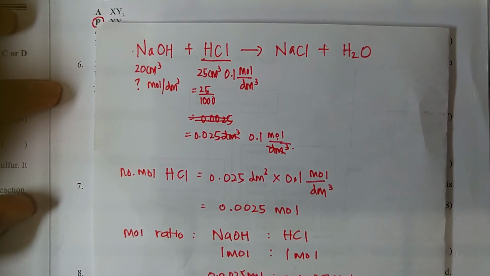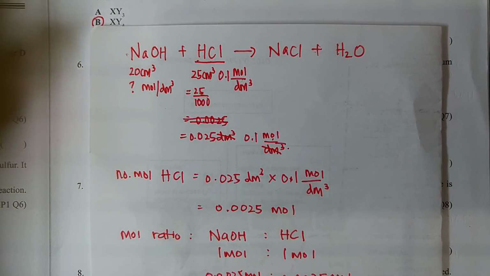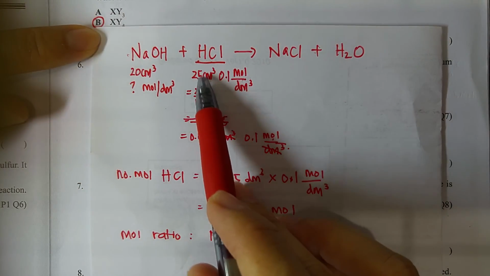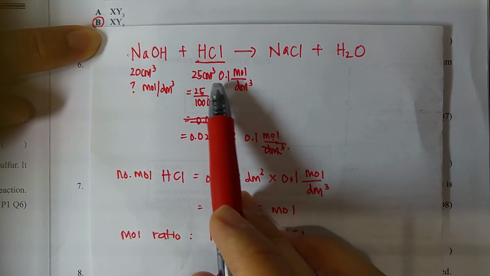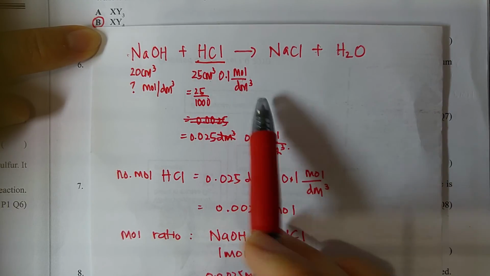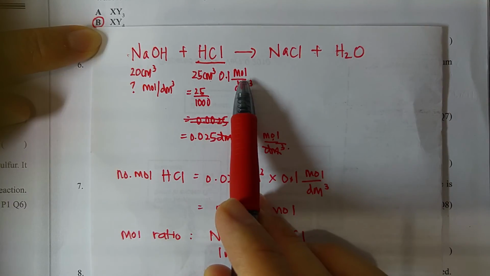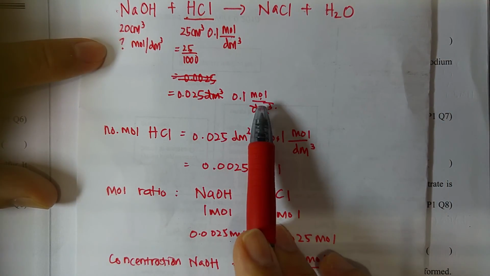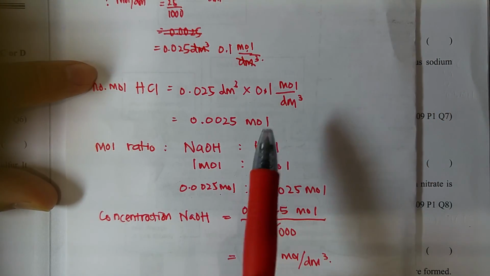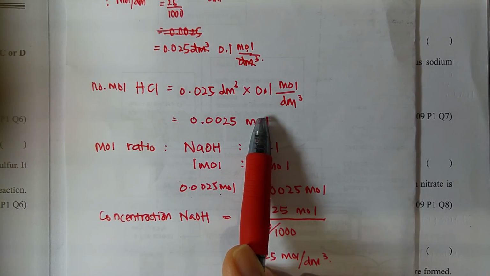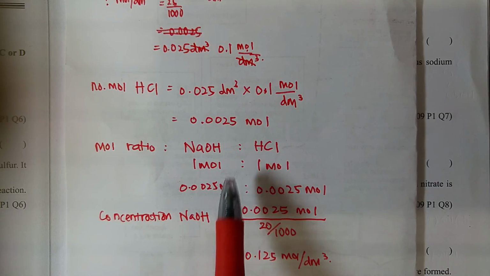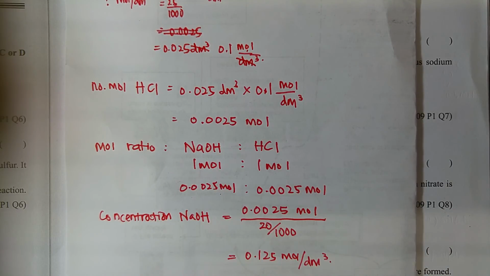So for this question, the moral of the story is, whenever you see volume and concentration in mole per dm cube, you can multiply the volume and the concentration to give you the number of mole. And once you know the number of mole, you can use the mole ratio to solve it. This is the mole ratio.